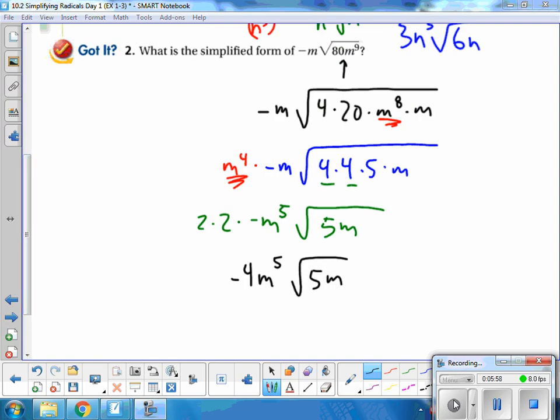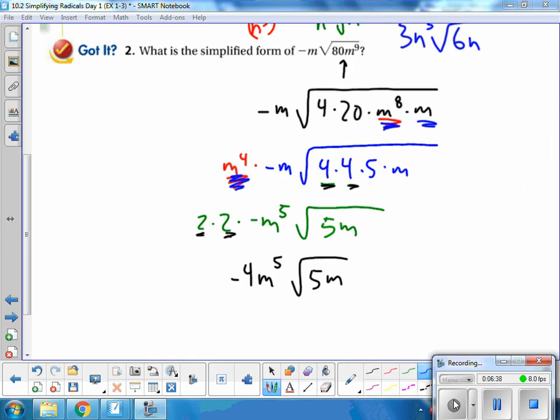All right, let's take a look at all the pieces here. What I did is I took my 80 and broke it into 4 times 20, but I also noticed my 20 can be broken up into 4 times 5. Again, looking for those perfect squares of this being 4. So that's why I can pull the 4 and the 4 out as my 2 and my 2. I took my variable of m to the 9th and I looked for an even exponent, so that's why I have m to the 8th times m. M to the 8th becomes m to the 4th out here because m to the 4th squared. I square root that, I end up with m to the 4th.